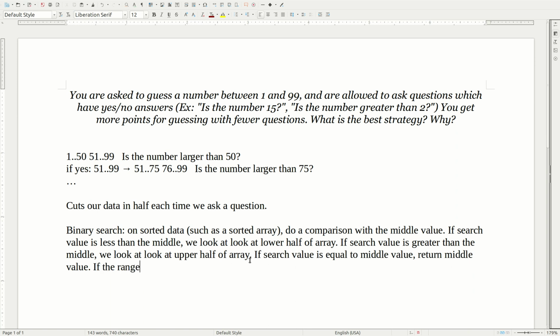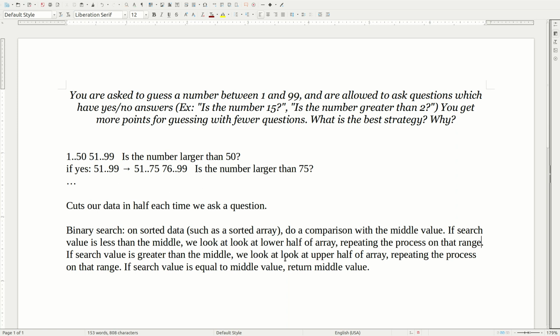So then if the range has more than one number in it, then we repeat. In either of the cases where we are given a range, then we'll repeat the process on that range. When there's only one item in the range, then the middle value will be the only item in that. If we come down to an empty range, there's nothing left, then we can say that that search value was not in our array, was not in our data.